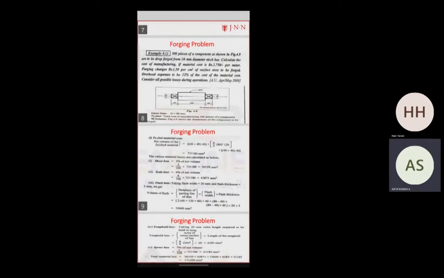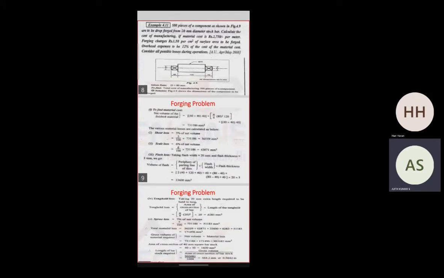Next, tongue hold loss. By taking 20 mm extra length required to be held in a tongue, tongue hold loss is equal to area of cross section of the bar into length of the tongue hold. The area is pi by 4 d square, that is 20 square. They have taken the 20 mm extra length, so pi by 4 into 20 whole square into 20, we will get tongue hold loss. And the sprue loss is equal to 7% of net volume. So 7 by 100 into net volume, we will get sprue loss. So we found the shear loss, scale loss, flash loss, tongue hold loss, and sprue loss.